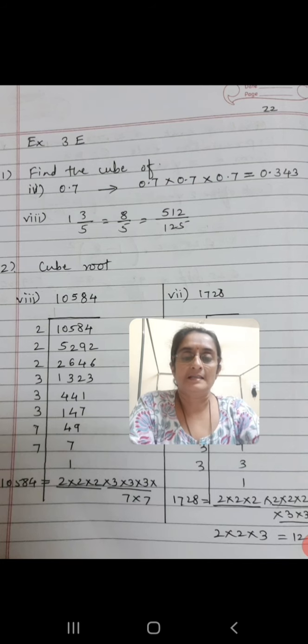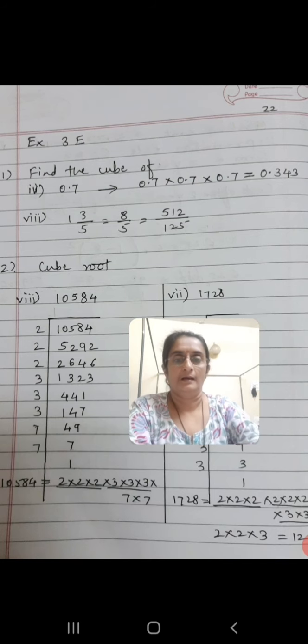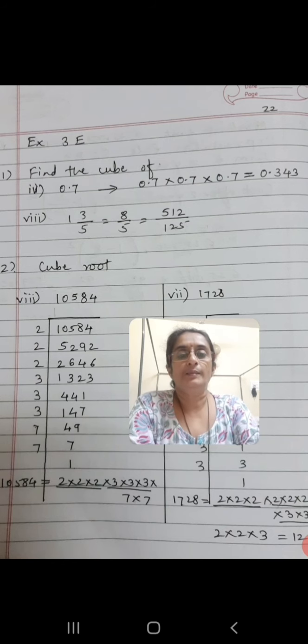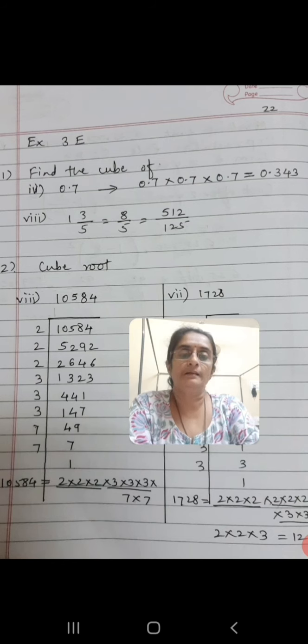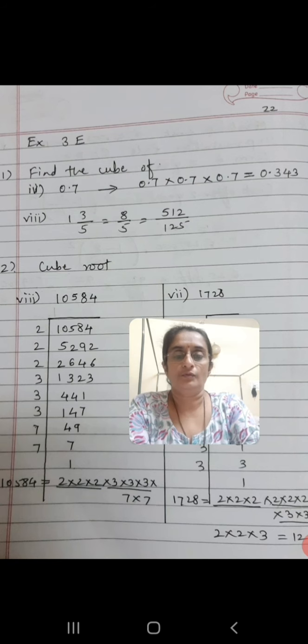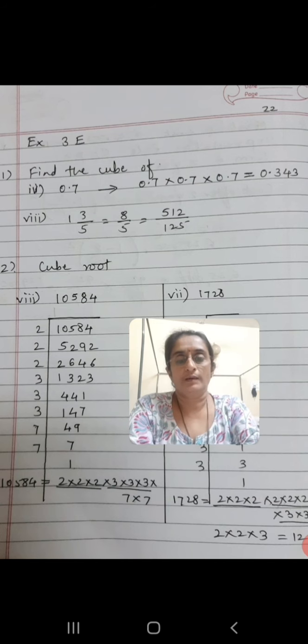Here I have chosen one decimal number and one mixed fraction. So 0.7's cube, you have to multiply that 3 times. So 0.7 into 0.7 into 0.7 gives you 0.343. The next number which I have taken is a mixed fraction, 1 integer 3 upon 5. Convert it into an improper fraction, that gives you 8 upon 5. So multiply 8 three times and 5 three times, that gives you 512 by 125. So this way you have to find the cubes of the given numbers.